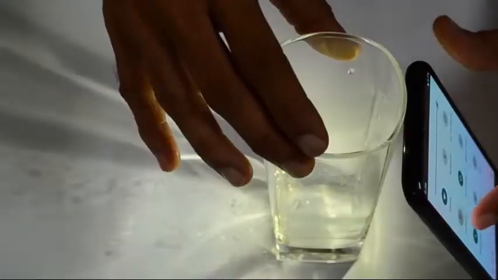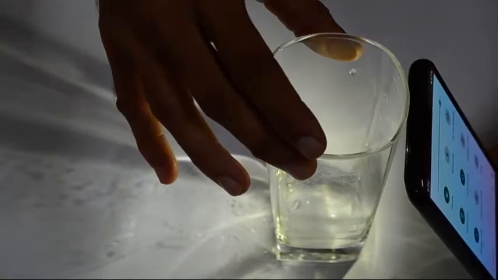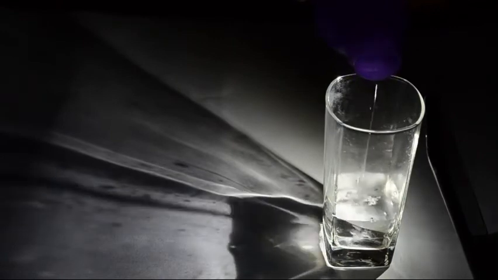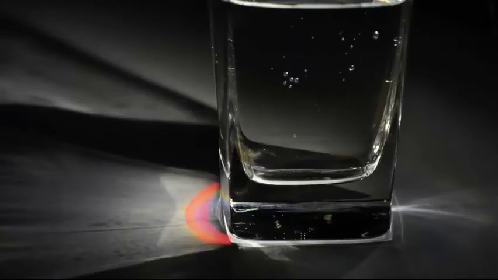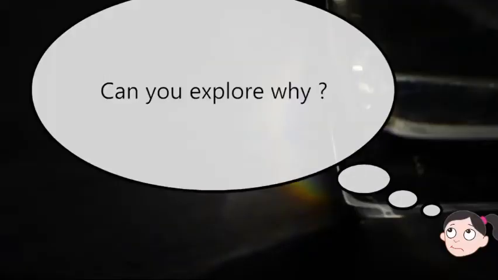We'll use white flash from the phone as our light source. We'll fill the glass with water halfway. We see a spectrum of colors on the other side. Can you explore why?